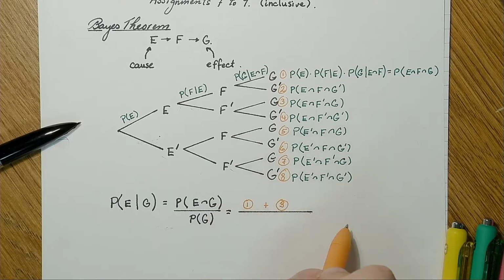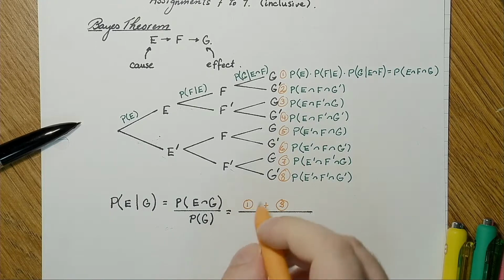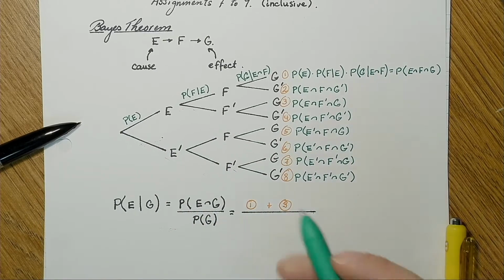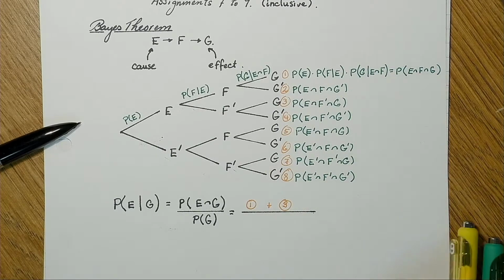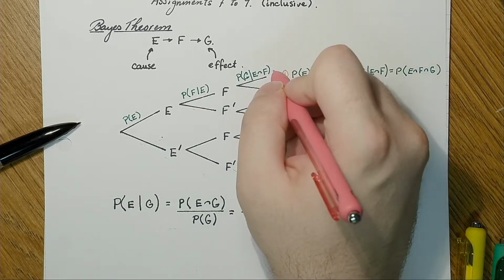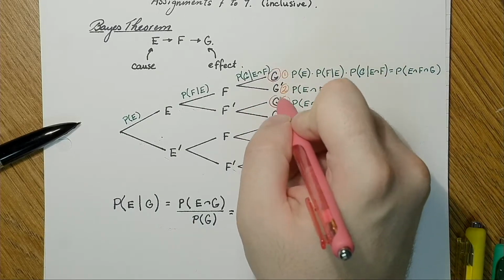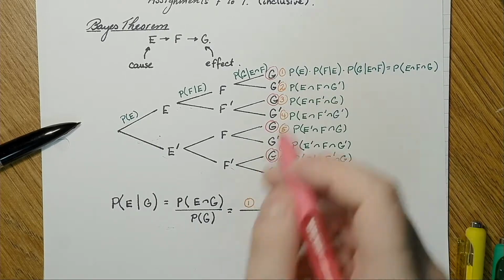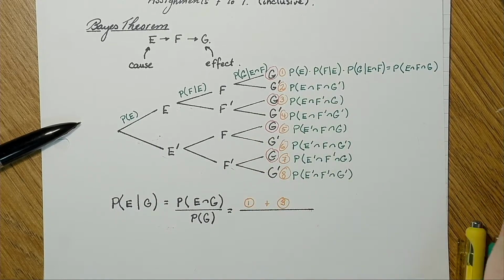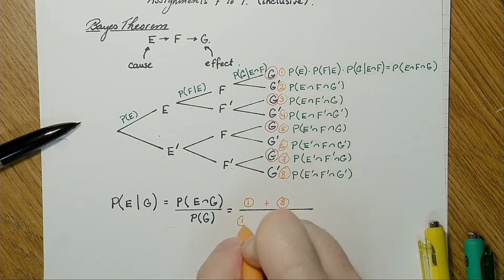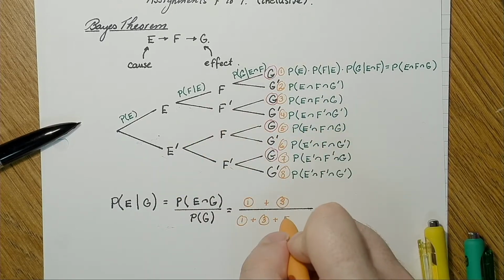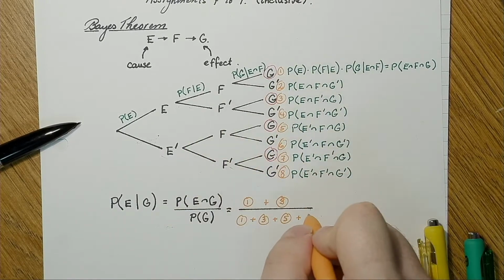Now for the denominator, what I want to do is add up the ones where I have G. I'll use a different color here. I can go down here, and this is where G occurs. I have a G here, here, and also here. So this would be branch 1 plus branch 3 plus branch 5 plus branch 7.